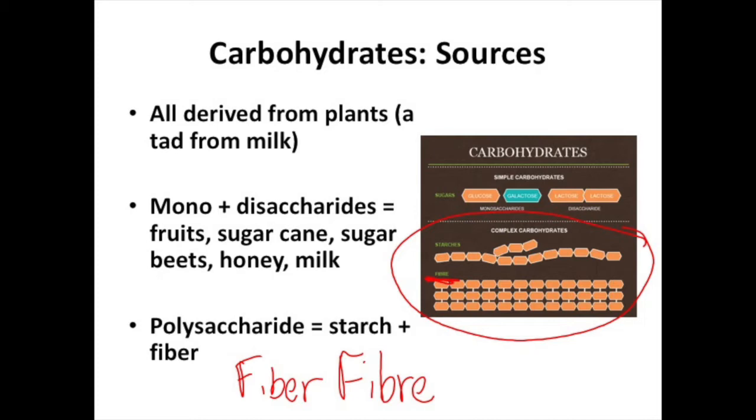Now, because they are so simple in chemical structure, not a lot of work has to go into breaking them down. So for a monosaccharide, no bonds have to be broken, and we can absorb those directly. A disaccharide, we only have to break one covalent bond in order for those to be absorbed. So these are things that can raise our blood sugar very, very quickly.